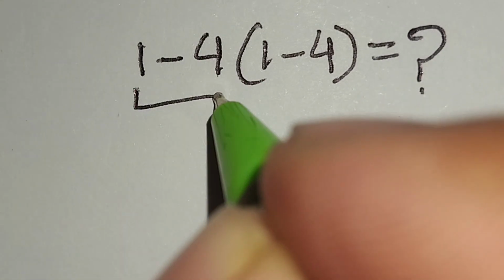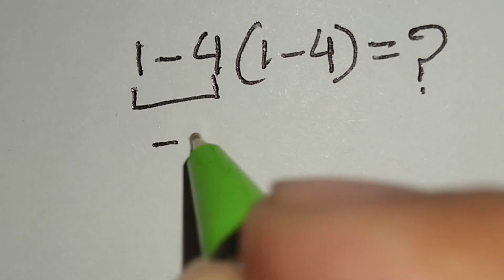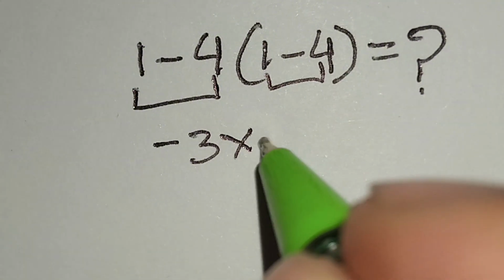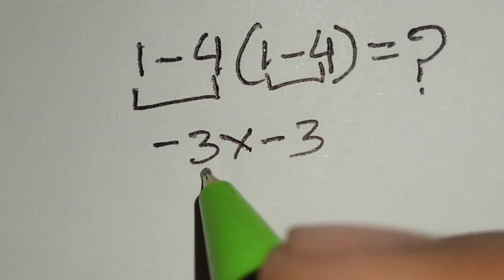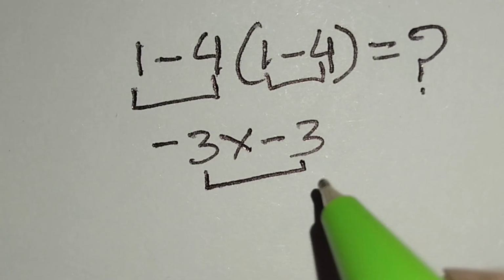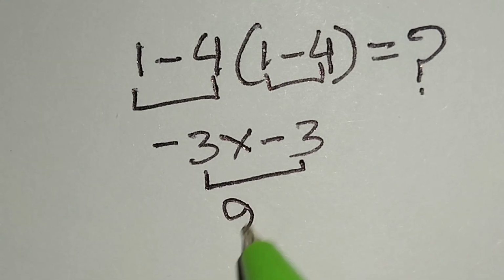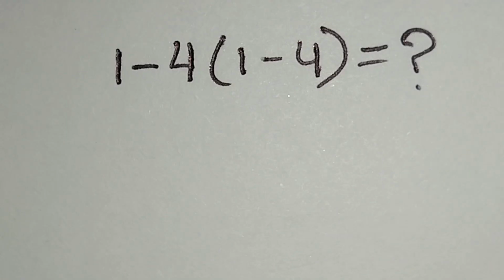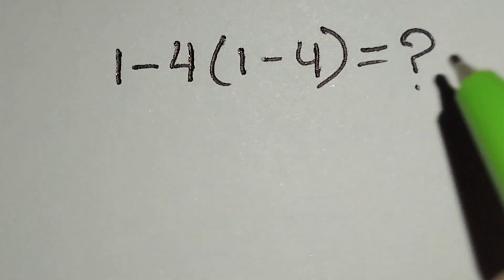Here 1 minus 4 gives us negative 3, multiplied by 1 minus 4, which gives us negative 3. Negative 3 times negative 3 gives us 9, but it is not correct. Now I will apply the PEMDAS rule to solve this math correctly.